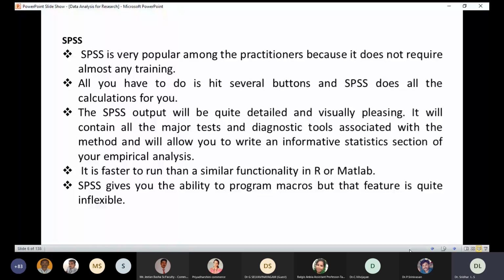Sir, is it visible now? Yes, sir, the slide set. We are seeing slide 6 right now. I'm moving to slide 11, sir. Okay, one minute, sir.